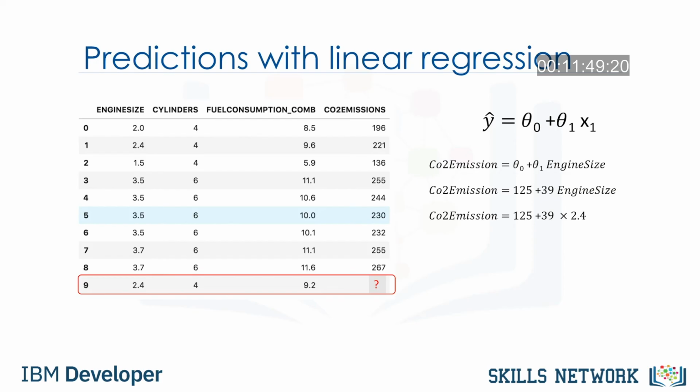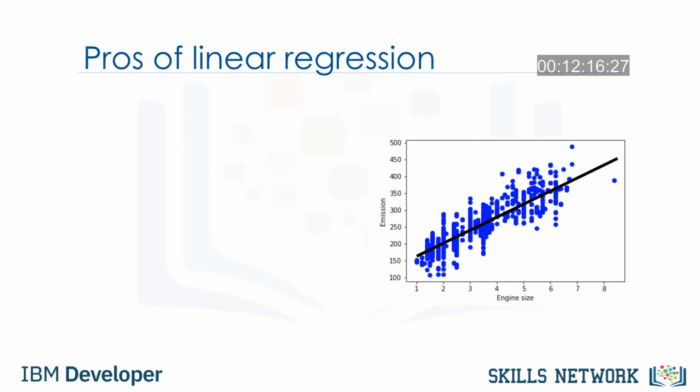Now, let's plug in the 9th row of our data set and calculate the CO2 emission for a car with an engine size of 2.4. So, CO2 emission equals 125 plus 39 times 2.4. Therefore, we can predict that the CO2 emission for this specific car would be 218.6.